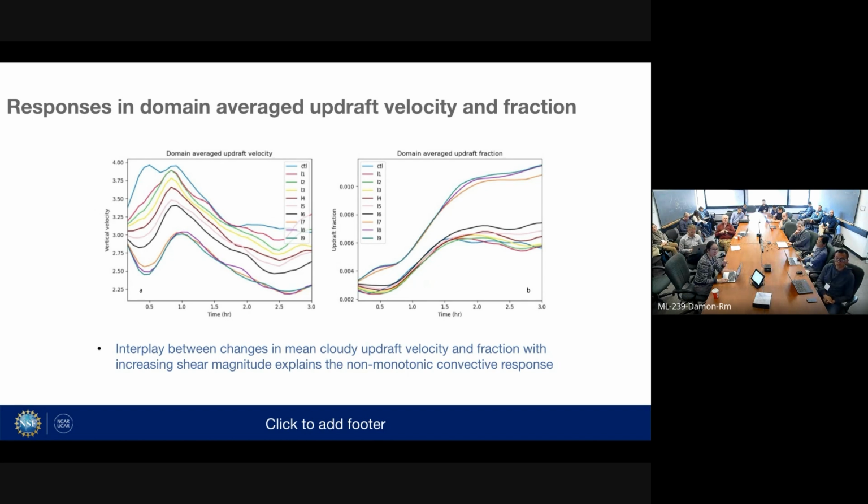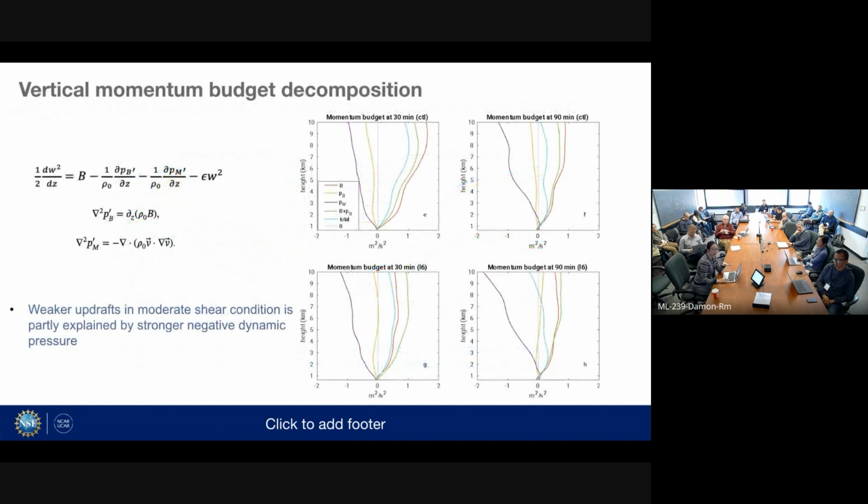So if we look at the updraft velocity, we further look at the vertical momentum budget of this cloudy updraft. The momentum budget can be written as the combination of those terms. We also computed the buoyancy-induced perturbation pressure and dynamic-induced perturbation pressure. What we plotted on the right is the cumulative contribution of each term to the total vertical momentum budget. We show the results for the control simulation and the L6 case at both 30 minutes and 90 minutes.